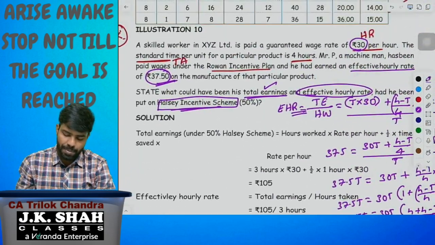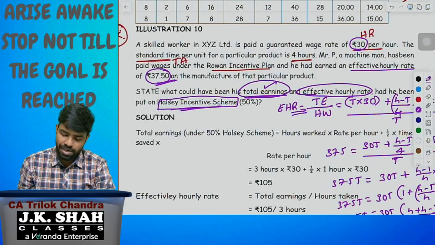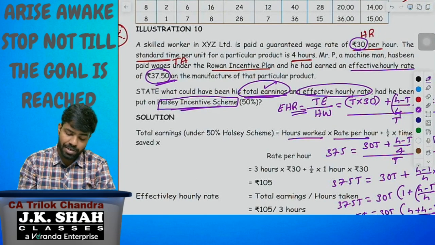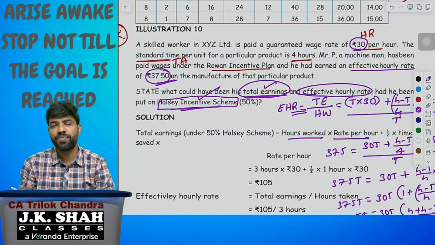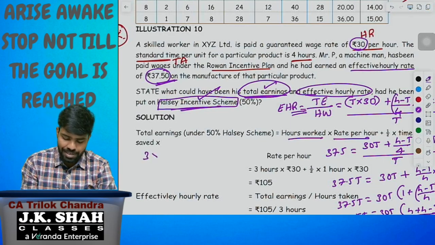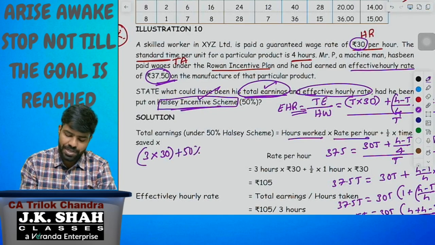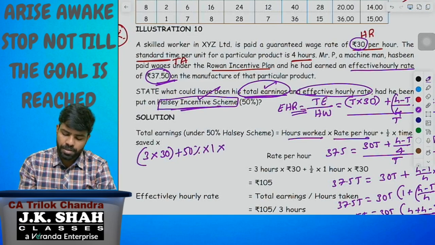What are they asking? Number one, total earnings. They are asking total earnings and effective hourly rate under the Halsey incentive scheme. To calculate this, we require time taken. We take it as T and we calculated 3 hours. So time taken is 3, timely rate is 30, plus 50% of time saved. Time saved is 1 hour. How to get 1 hour? Allowed is 4, taken is 3, so saved is 1.